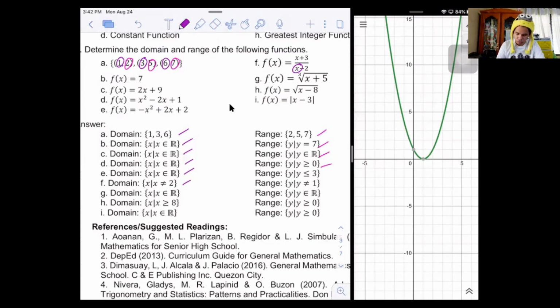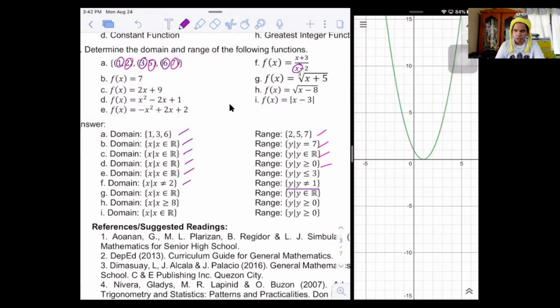Sige, let's continue letter F. Why is it that the answer is set of all y such that y is not equal to 1? So, as what I've said a while ago, there is a specific theorem for that. Okay? So, if the same ang degree sa numerator and denominator, what you're going to do is divide the number nga naa sa ilang kilid. Mao na siya ang number nga is not included in the range. Okay? So, it would serve as the horizontal asymptote.